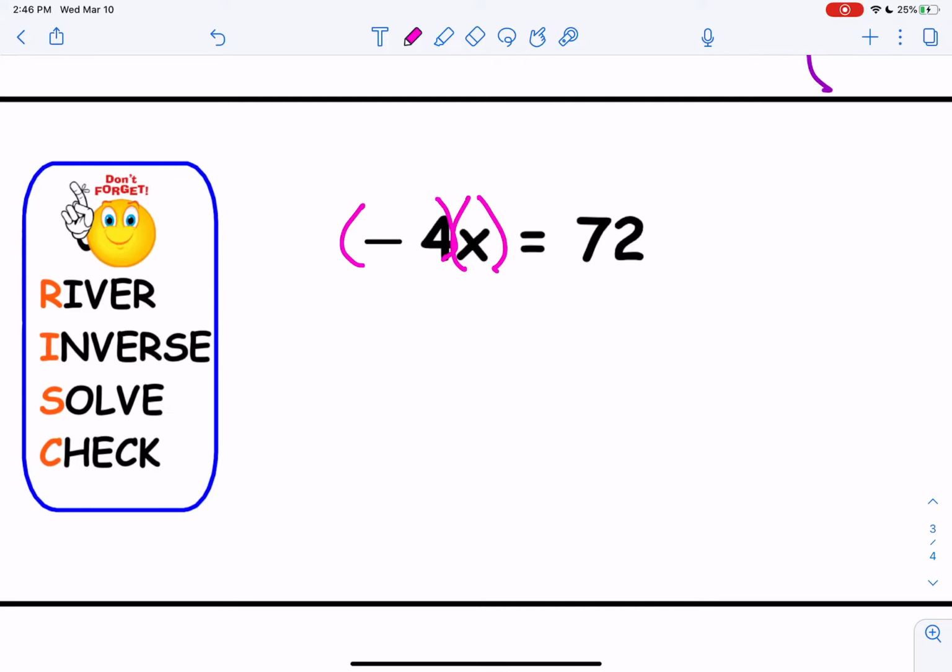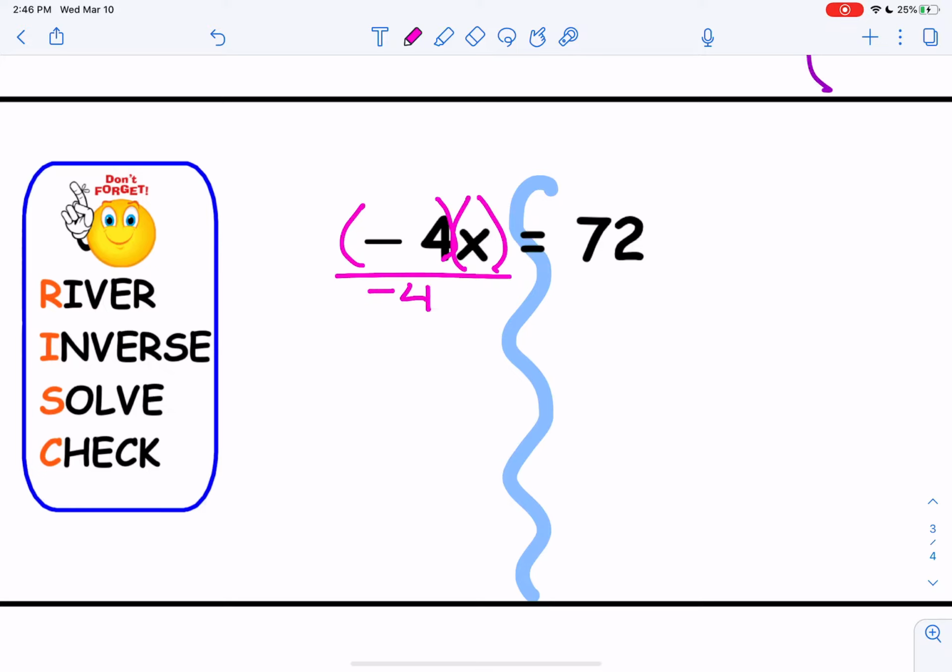All right, the river. Step number 1, I'll draw a different river so you can see. You can have any kind of river you want. Step 2, do the inverse. Well, if this is multiplication, the inverse or opposite of multiplication would be division. So that means I'm going to divide both sides by negative 4. And remember, I have to do it on both sides to keep the equation balanced.